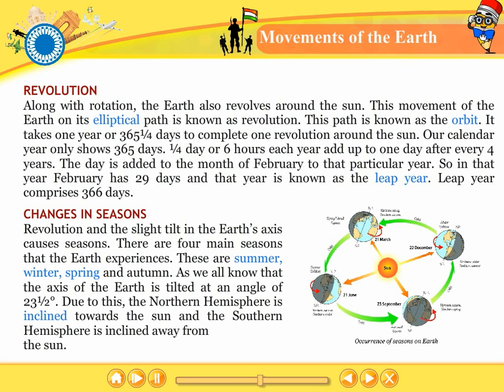Changes in seasons. Revolution and the slight tilt in the Earth's axis cause seasons. There are 4 main seasons that the Earth experiences. These are summer, winter, spring and autumn. As we all know, the axis of the Earth is tilted at an angle of 23.5 degrees. Due to this, the northern hemisphere is inclined towards the Sun and the southern hemisphere is inclined away from the Sun.